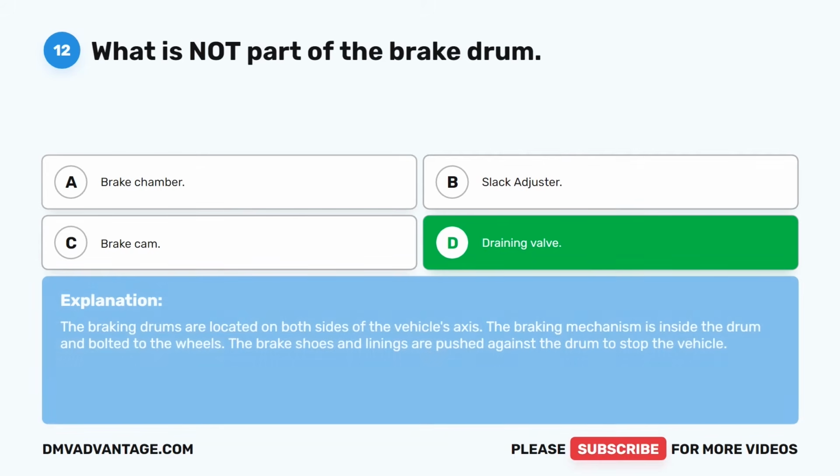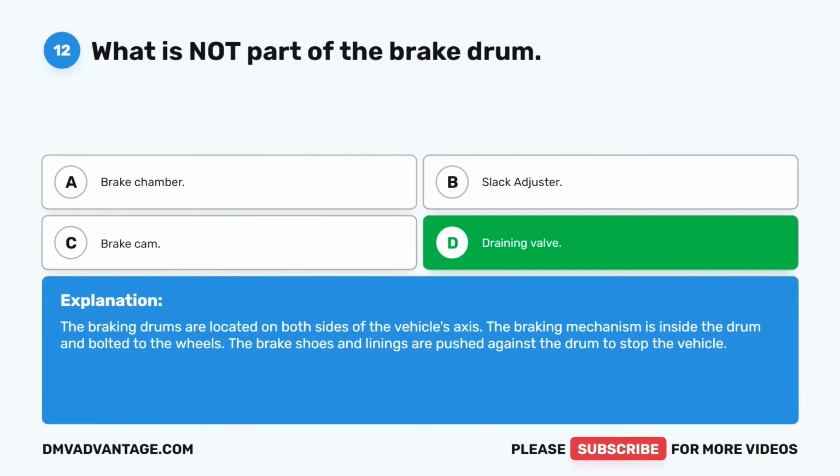Draining valve. The braking drums are located on both sides of the vehicle's axis. The braking mechanism is inside the drum and bolted to the wheels. The brake shoes and linings are pushed against the drum to stop the vehicle.